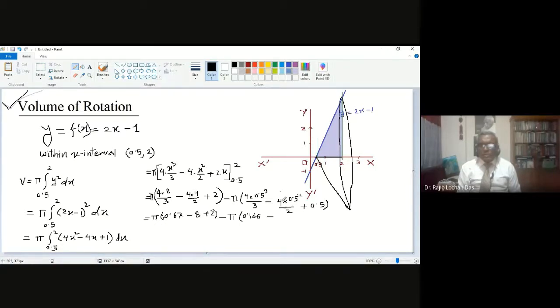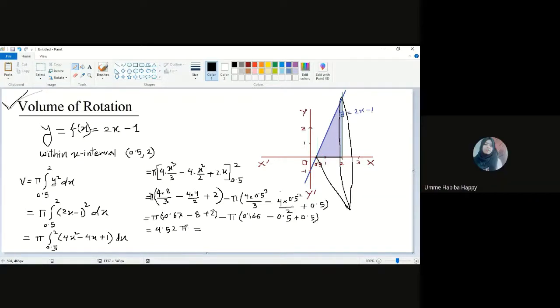So this one will be 1 by 2, 0.5, and this one is also 0.5. You check, is this correct or not? So this one is 2.67, 4.67, and this one is 0.167. So 4.67. So it will be 4.52 pi altogether.